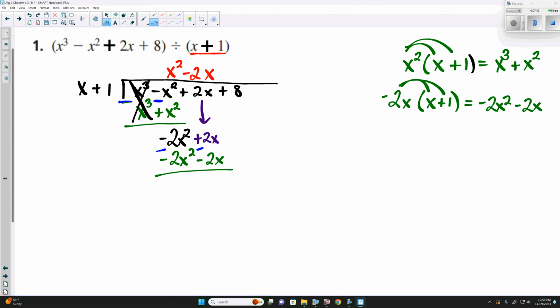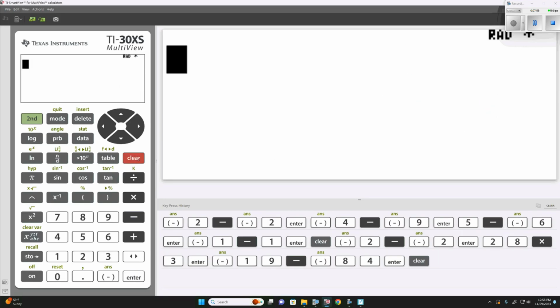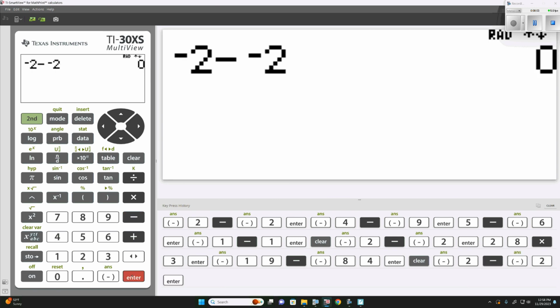Now at this point here, we're going to subtract. So the first one, negative 2x squared minus negative 2x squared. Negative 2 minus negative 2 is indeed 0. Now we can't plug the whole thing into the calculator if we want to check it, but I can plug the coefficients. Because we can say negative 2 minus negative 2 is indeed 0.